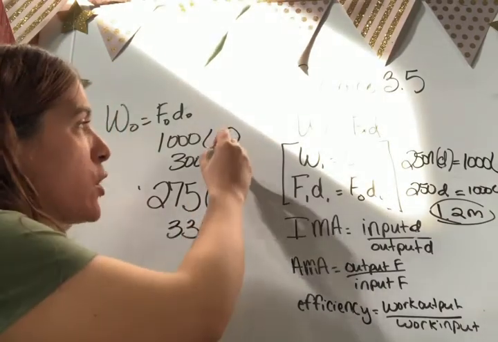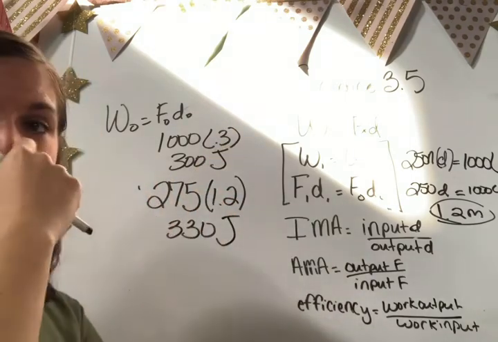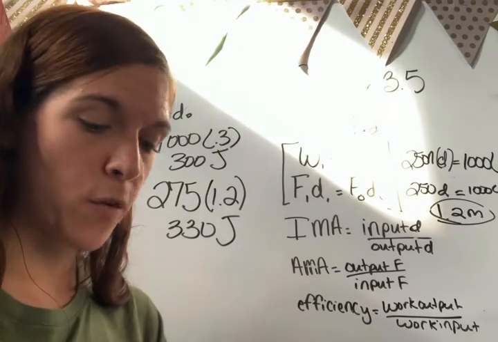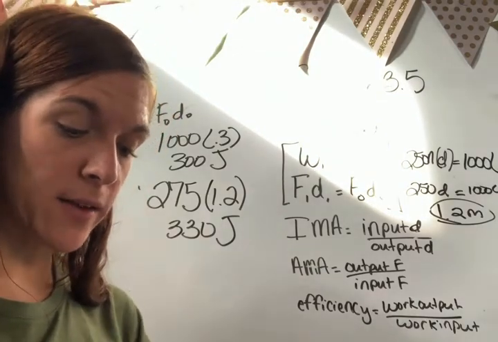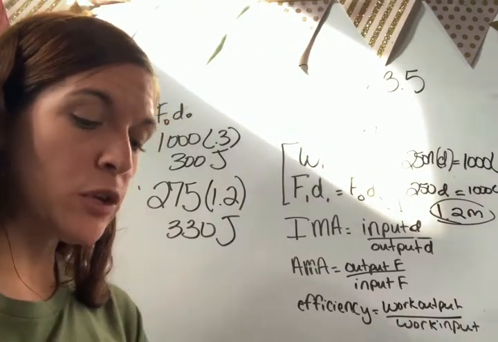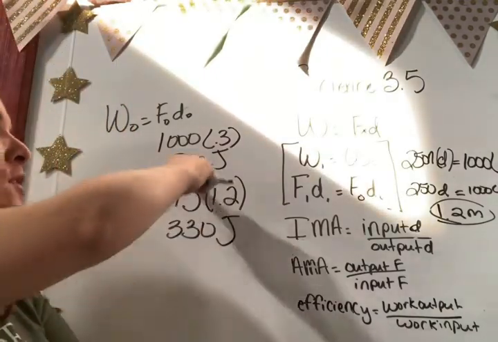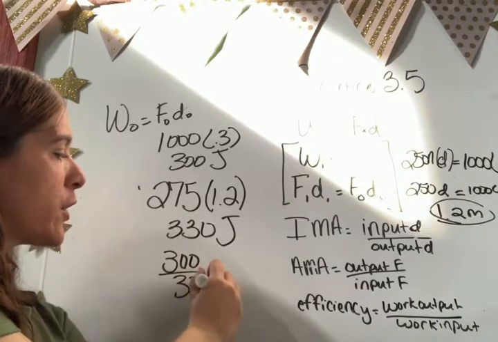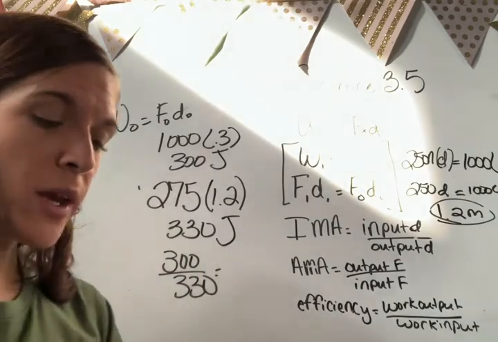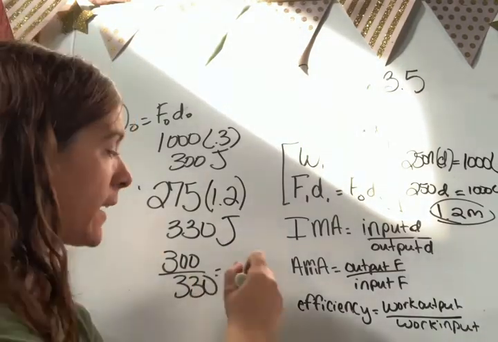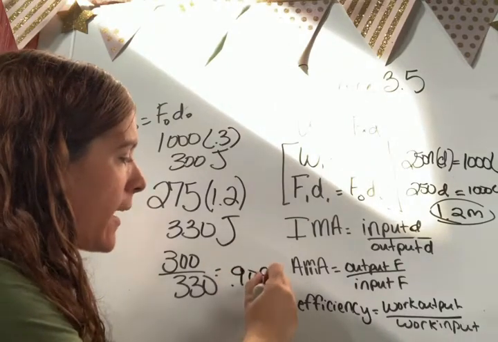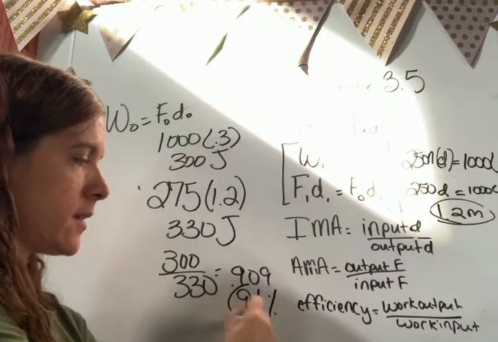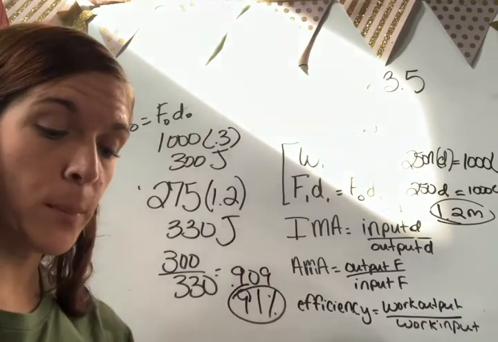Now you see the unit is joules, and maybe you learned this in another section, but joules is the unit for work, okay? It's a form of energy. So then you do work output divided by work input, so it's going to be 300 divided by 330, okay? 300 divided by 330 is going to give you 0.909, which converts into 0.91, which is 91%. That means that this machine is 91% efficient.